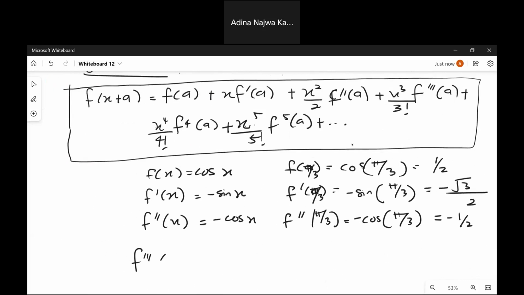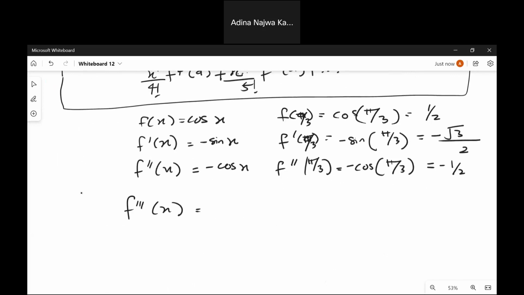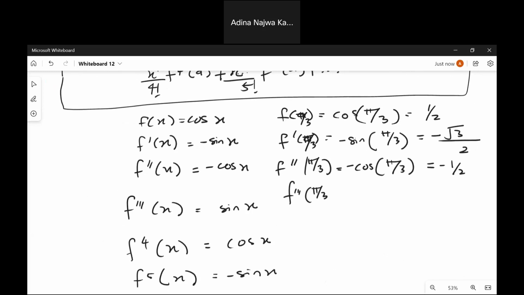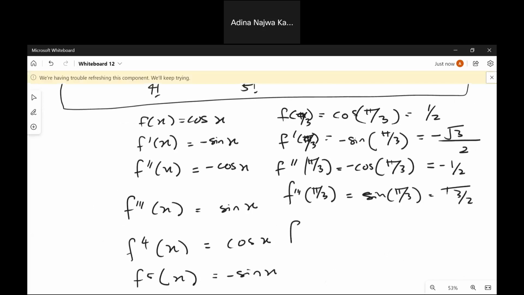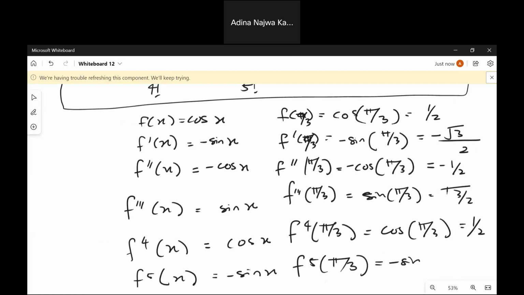So the third derivative: differentiate negative cos, which gives sine. We have only done 3, so the fourth is cos, and then the fifth is negative sine x. Just substitute pi over 3. The third derivative is negative sine pi over 3, so root 3 over 2. Then f4 at pi over 3 is cos pi over 3 again, 1 over 2. Then f5 at pi over 3 is equal to negative sine pi over 3, so again negative root 3 over 2.